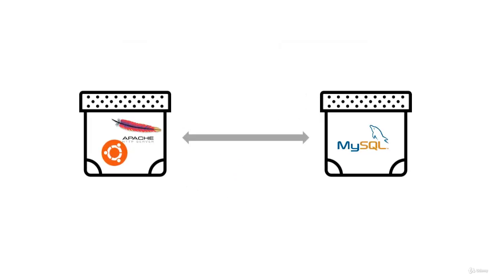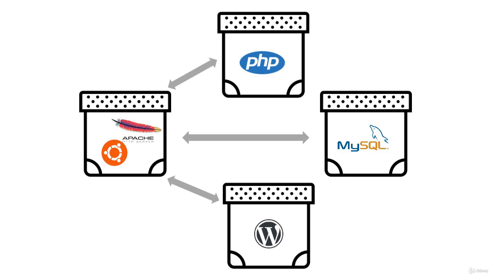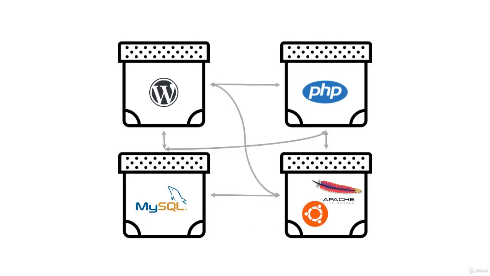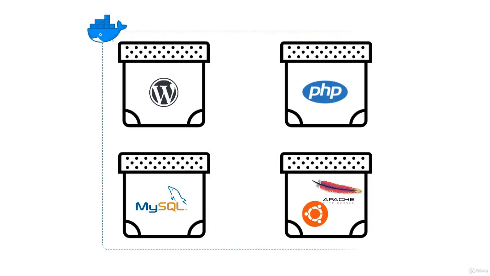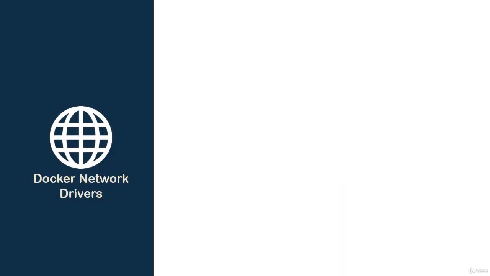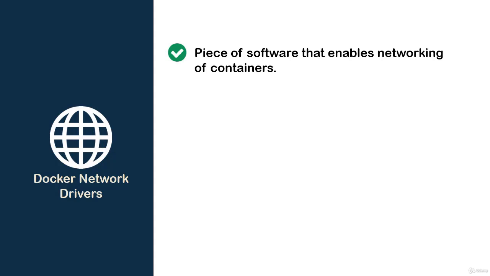The communication can be one-to-one, one-to-many, or many-to-many. In case of Docker containers, these communications are managed by objects called network drivers. To define them simply, a Docker network driver is a piece of software which handles container networking. They can be created simply using the Docker network command. No images or files are required.